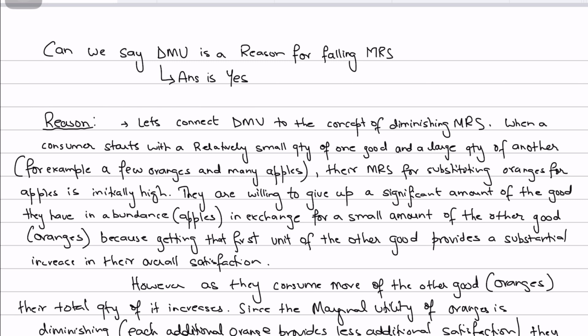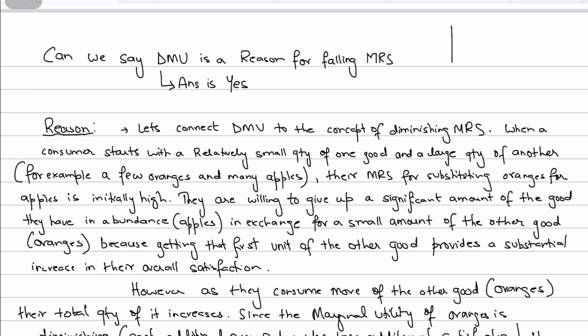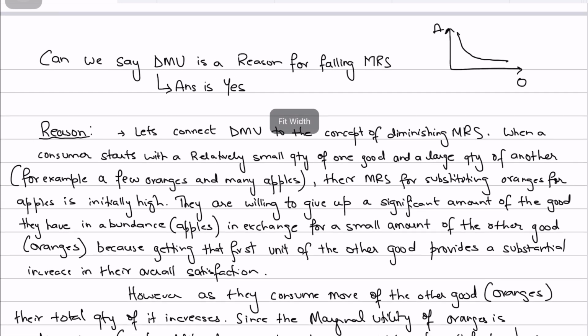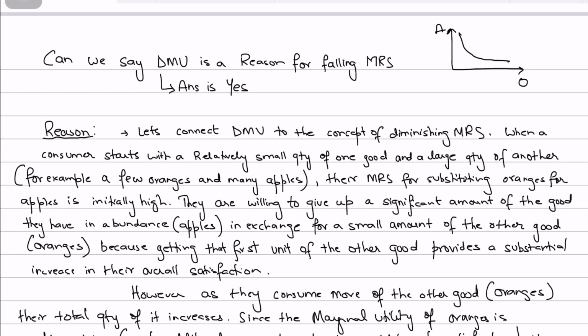And the reason is, if we connect it with DMU, what it follows is that, let's say that when a consumer has a small quantity of one good, so let's say that this is your indifference curve, and you have oranges here and apples here. So let's say when a consumer is starting with a relatively small quantity of one good, let's say small quantity of oranges and high quantity of apples.